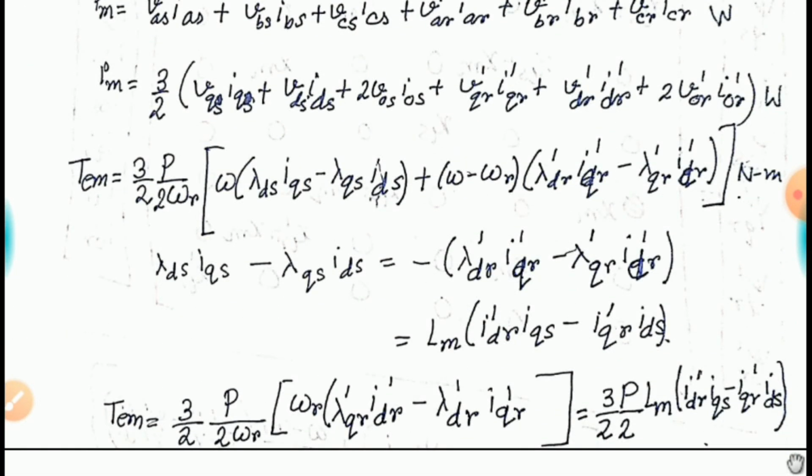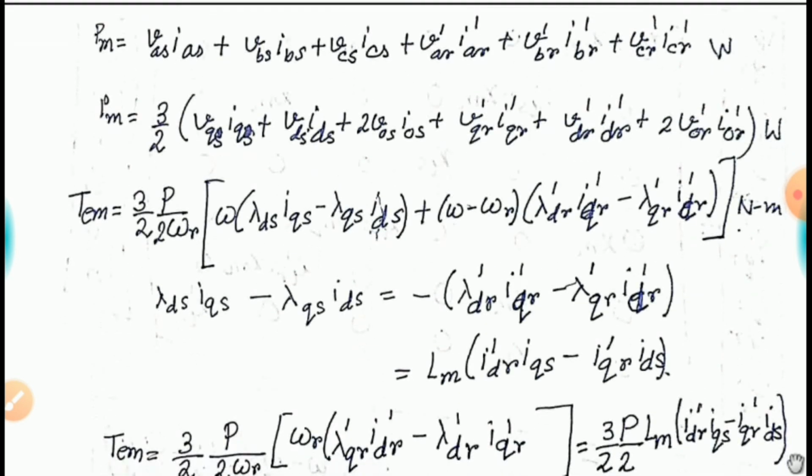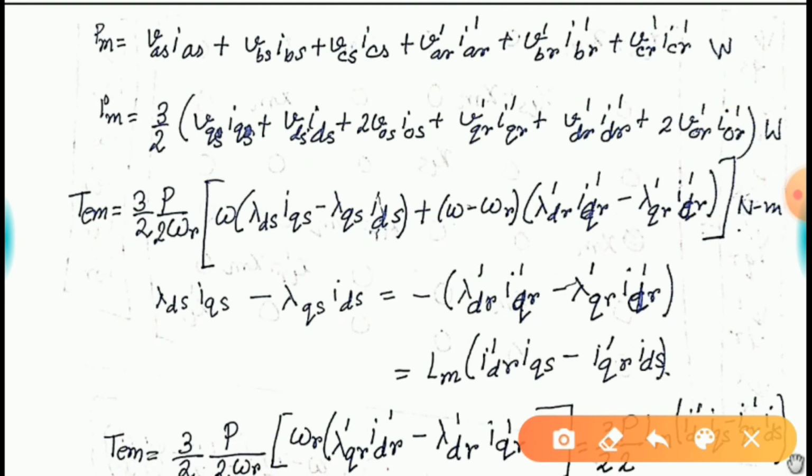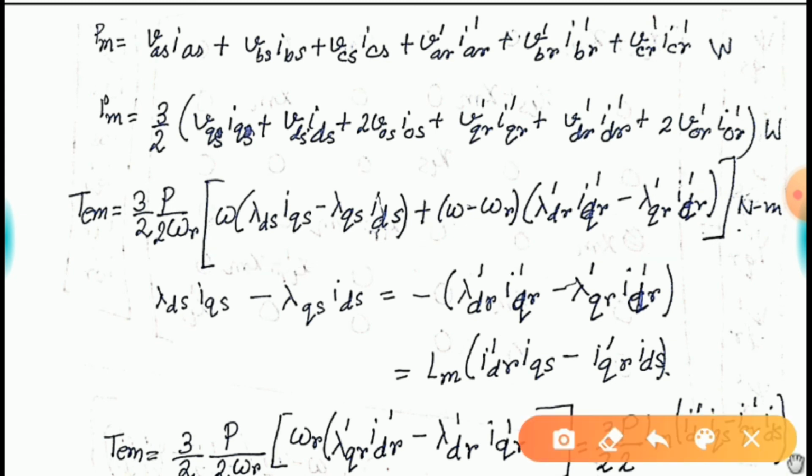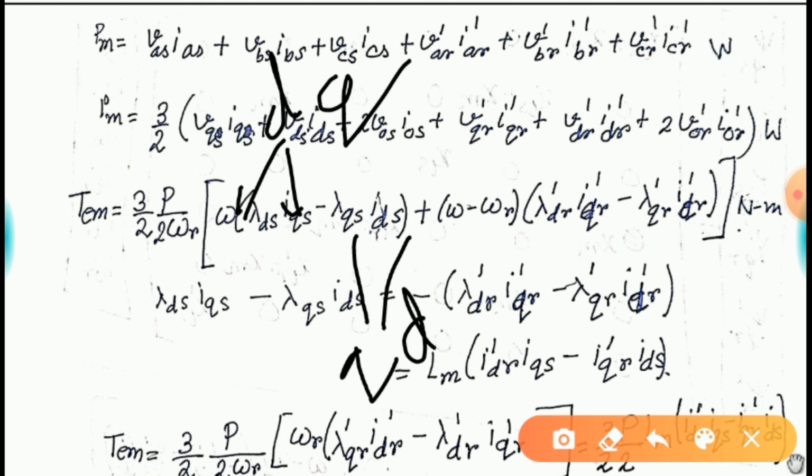Now one question may come to your mind: how are we getting this result, and how are things cancelling out each other? Without solving them, let us try to figure out intuitively how these two terms are coming. See here, this is a cross term, between d-axis flux and q-axis current, and similarly here it is q-axis flux with d-axis current.